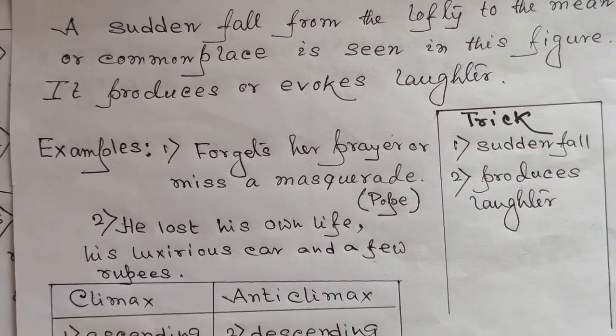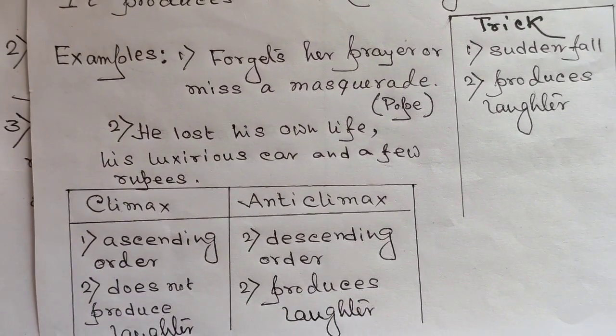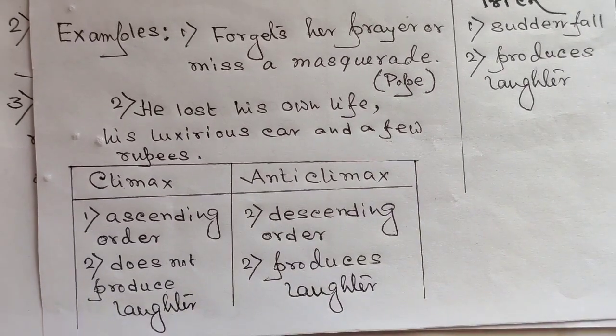It really does. Now, we would just like to have a comparative study of the 2 figures of speech I have just discussed, climax and anticlimax. In the case of a climax, the words, ideas or phrases are set in an ascending order. That means it goes up according to the importance. And in the case of an anticlimax, it is just the opposite. That means all these things are arranged in a descending order. What about the next one? The next point is that a climax does not produce laughter, whereas an anticlimax does.